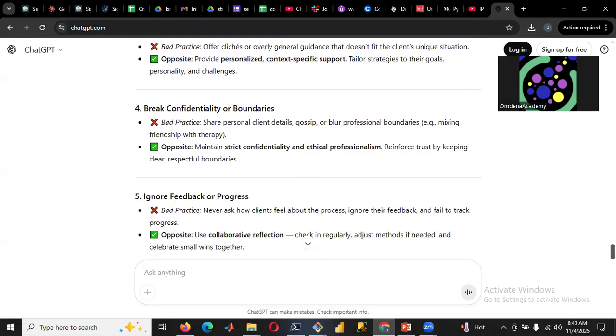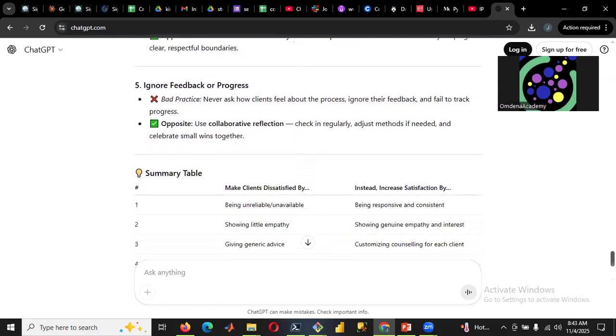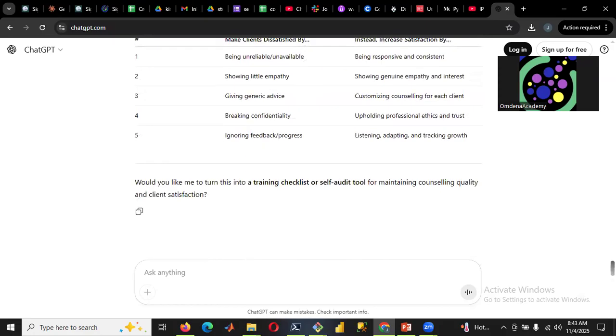Break confidentiality or boundaries, such as sharing personal client details, right? So maintain strict confidentiality and ethical professionalism. Ignore feedback or progress. Now, this is how this works out, right? Sorry, I'm trying to drag this up. Why is it not explained?